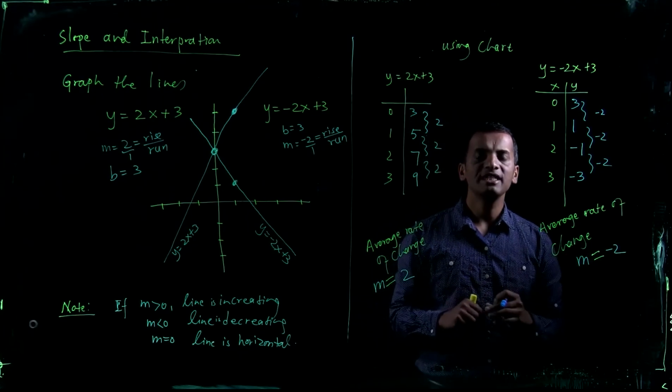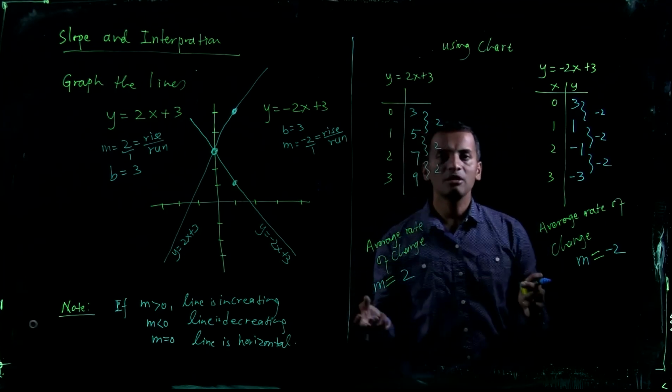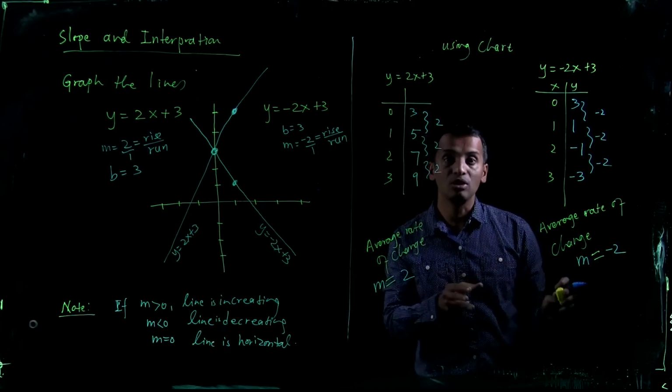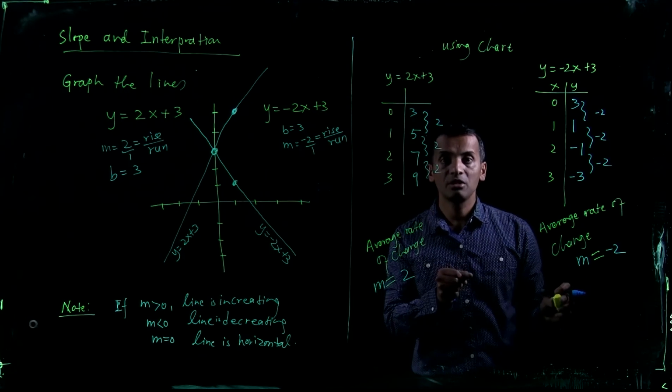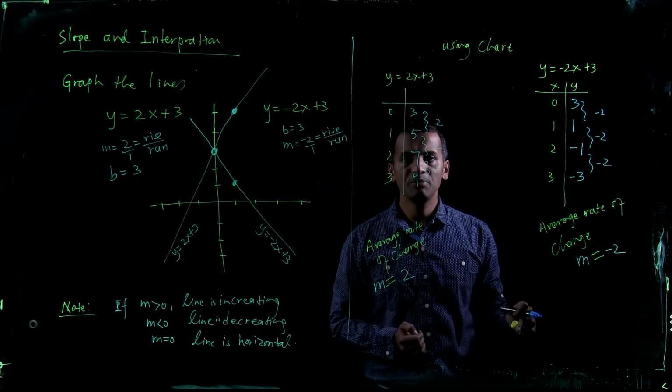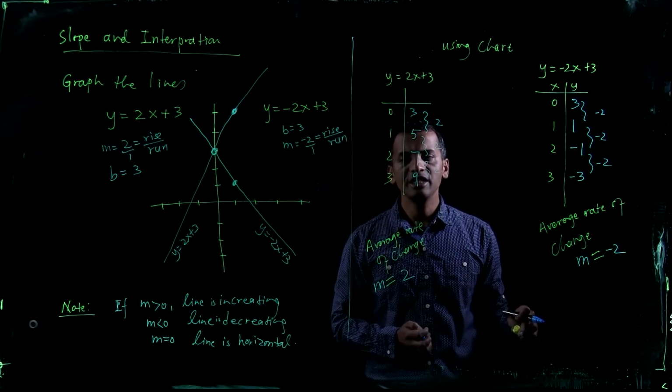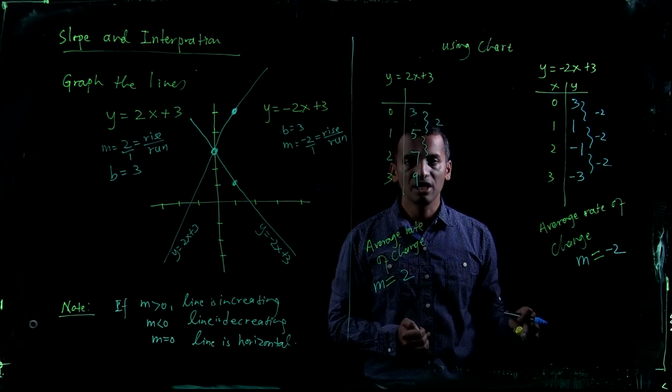When the slope is negative, the average rate of change is also negative, because they are equal to each other. Slope and average rate of change are equal. So that is the interpretation of the slope. Slope is interpreted as the rate of change or the average rate of change.